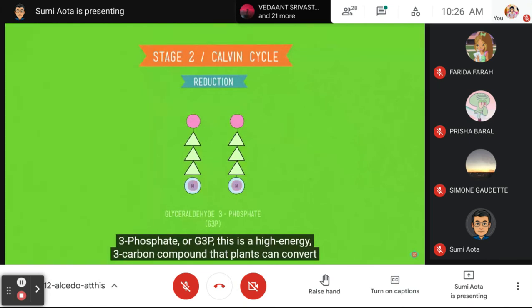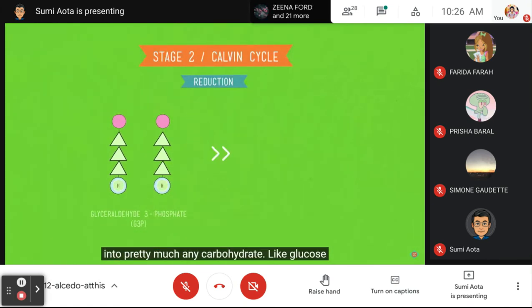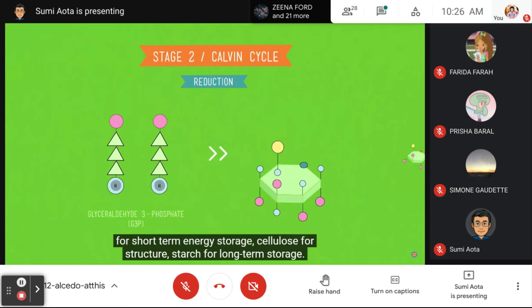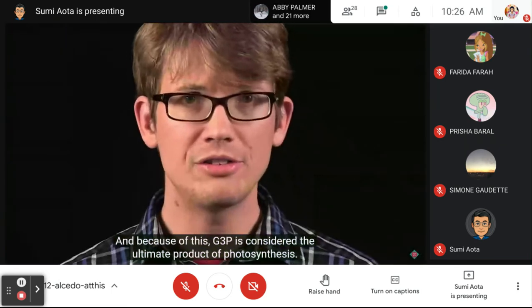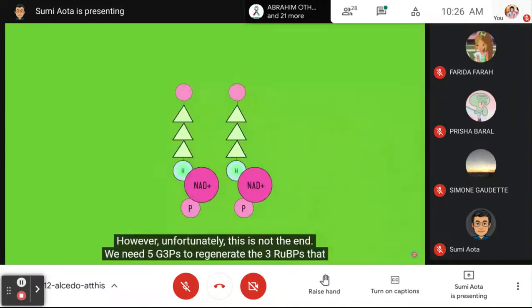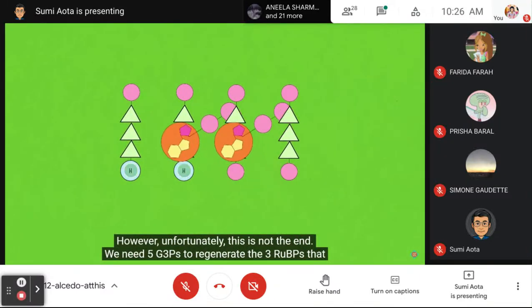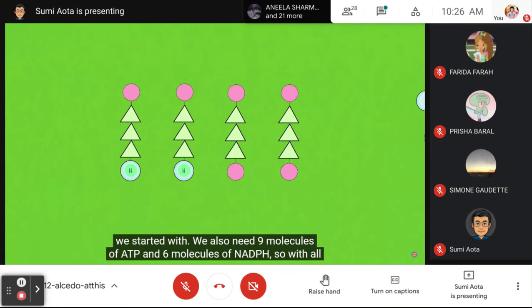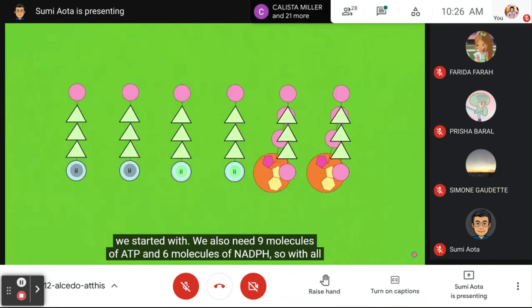This is a high-energy 3-carbon compound that plants can convert into pretty much any carbohydrate, like glucose for short-term energy storage, cellulose for structure, starch for long-term storage. And because of this, G3P is considered the ultimate product of photosynthesis. However, unfortunately, this is not the end. We need 5 G3Ps to regenerate the 3 RuBPs that we started with. We also need 9 molecules of ATP and 6 molecules of NADPH.